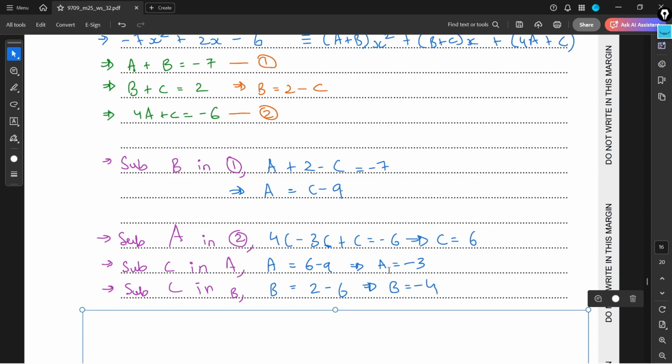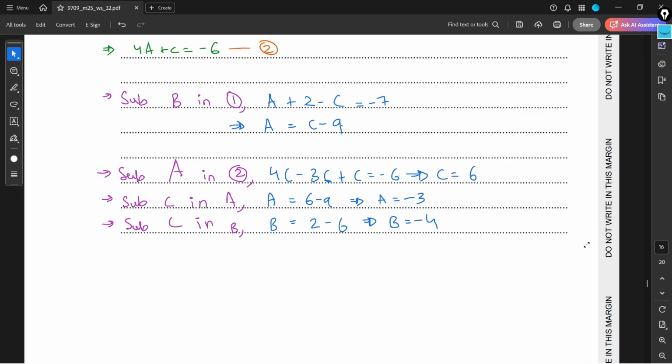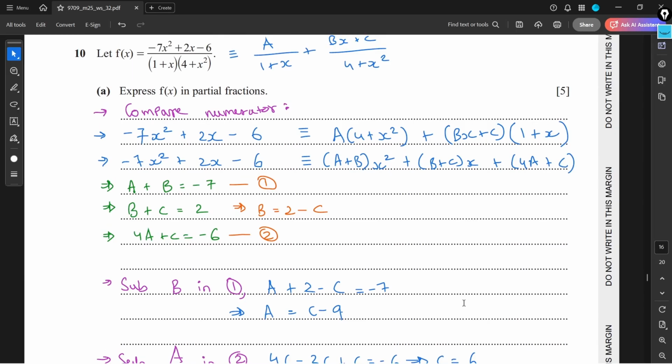So now that I have the values of a, b, and c, I can say that my final partial fraction format of the given function will be minus 3 over 1 plus x, plus 6 minus 4x over 4 plus x squared. That is how we solve the first part of this question.